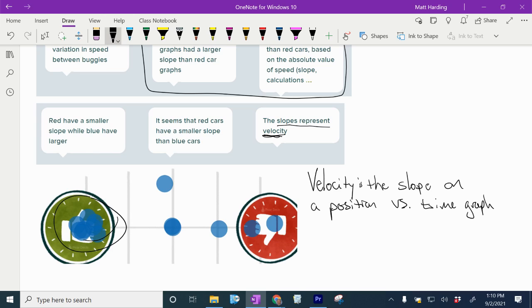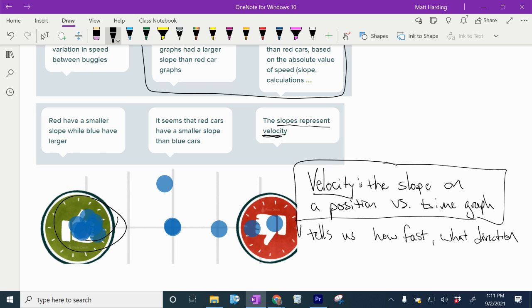Velocity is the slope on a position versus time graph. It tells us how fast, but as we mentioned earlier, it also tells us what direction. So that's important.